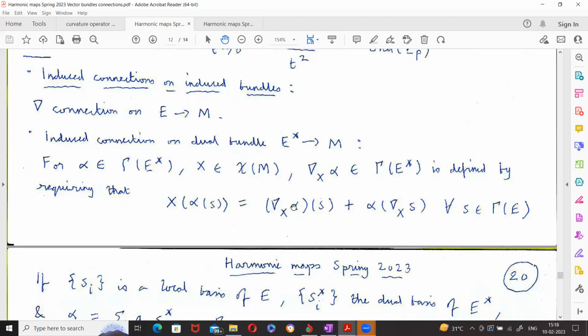This nabla X alpha, this is what I want to define. This is going to be a section of the dual bundle. This can act on a section of the bundle E to give a scalar. And similarly, this alpha is a section of the dual bundle. This can act on nabla X S, which is a section of the bundle E, to give a scalar. So this is how we want to define our connection on the dual bundle.